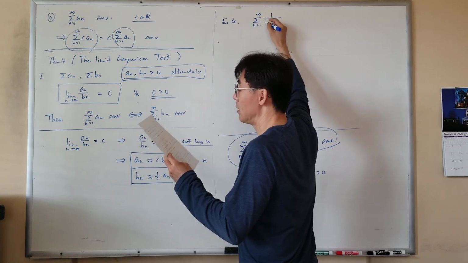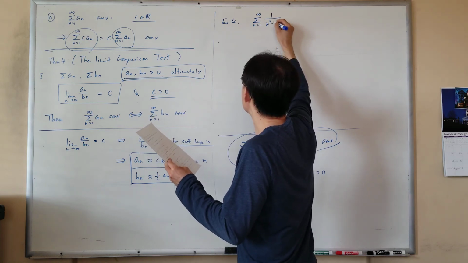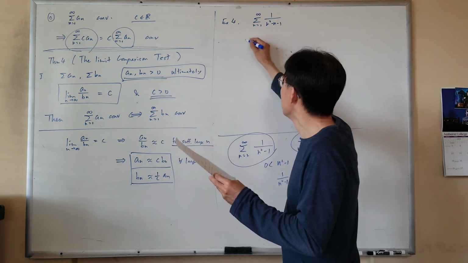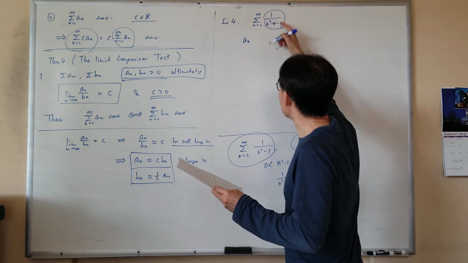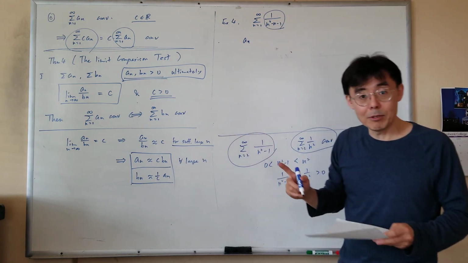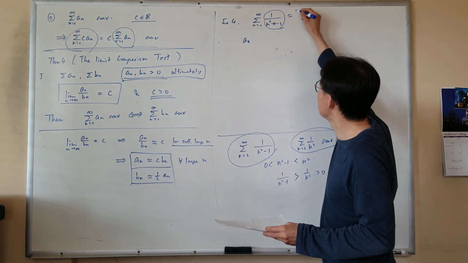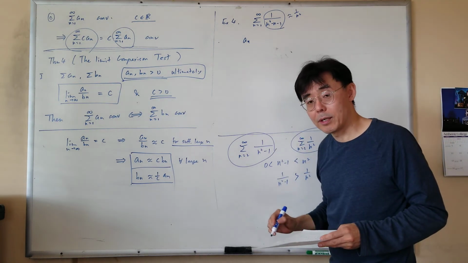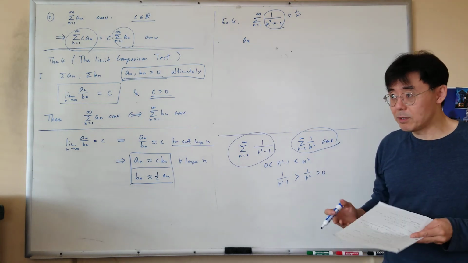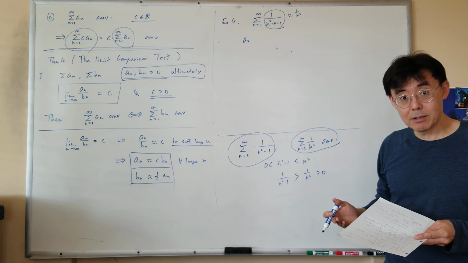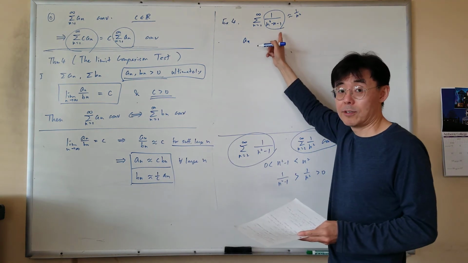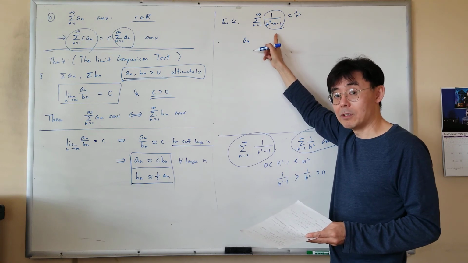1 over n squared minus n minus 1. Now, we are going to compare. Think about it. In the denominator, n squared is dominant. We know that this will behave almost like 1 over n squared. And 1 over n squared is a convergent series, by the P series test. So we have a hunch that this must be a convergent series.